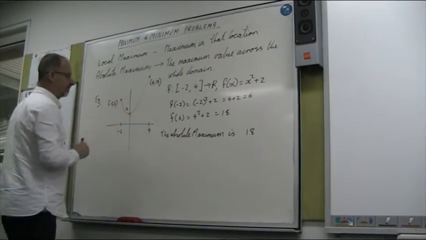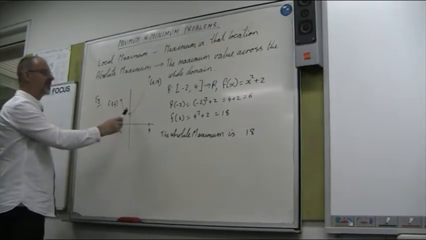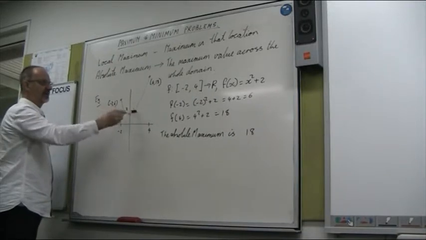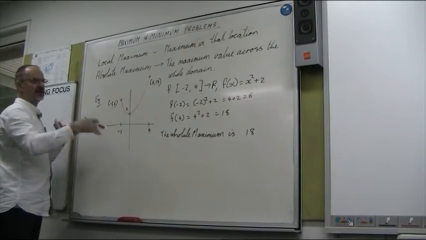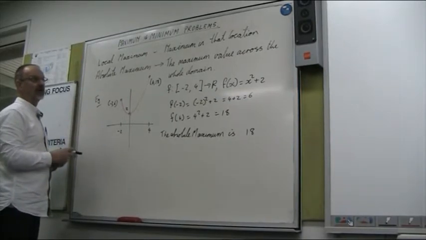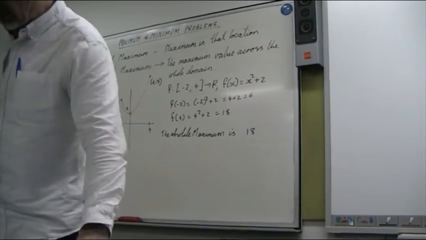All right, and the same, we've got a minimum point here, and in this case, the minimum point is the absolute minimum. It's also the local minimum in that area. It's also the turning point. So it may be more than one thing. All right, one more example.